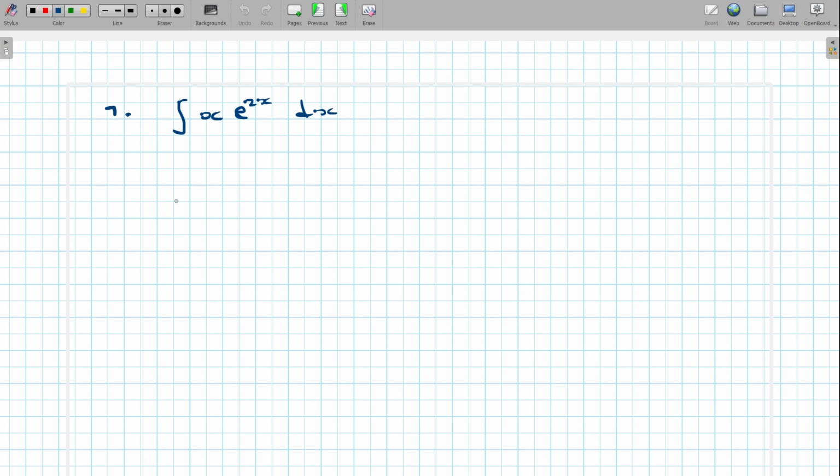Let's first of all remind ourselves of the integration by parts formula. It says that the integral of the product of two functions, which we assume depend on the same variable t, so u of t multiplied by v of t, is going to be equal to u multiplied by v, minus the integral of u of t multiplied by v of t.